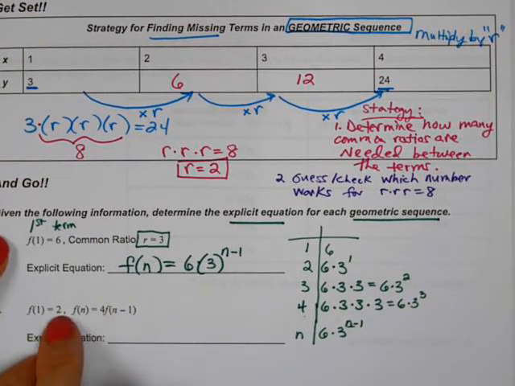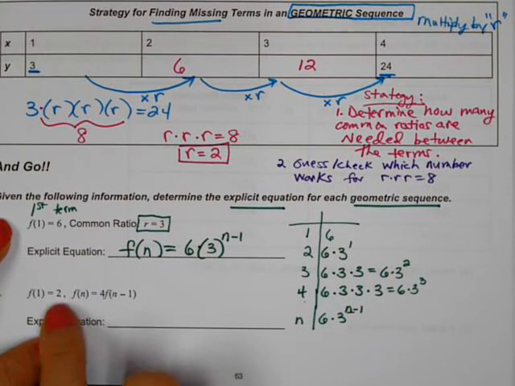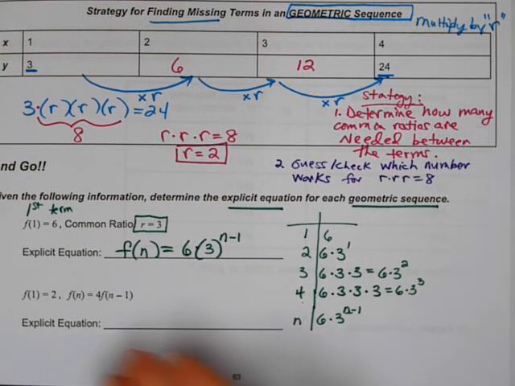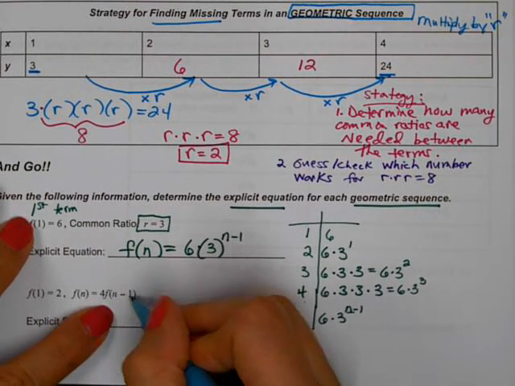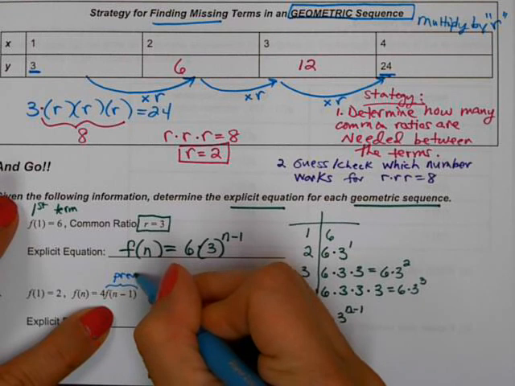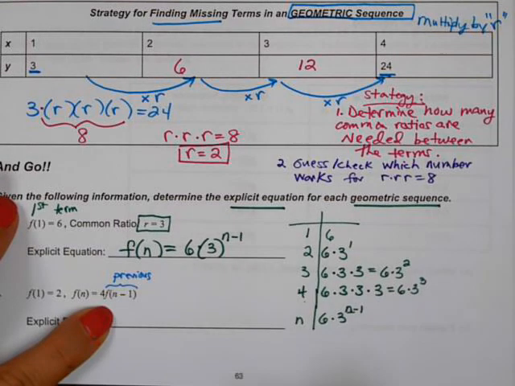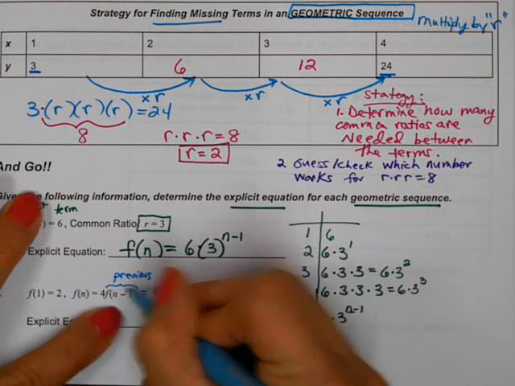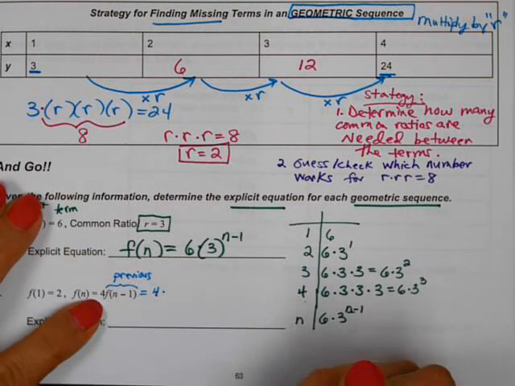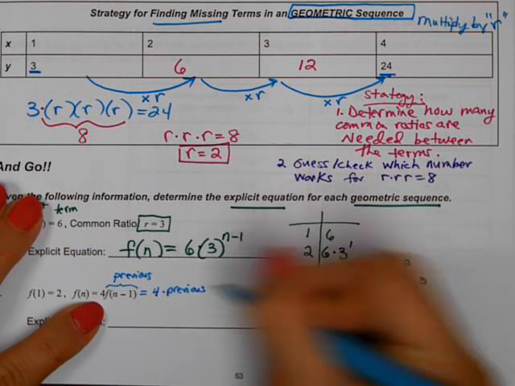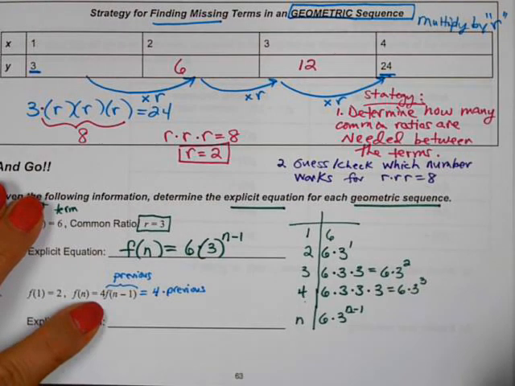Okay, number 2 is giving us, oh, this is a recursive equation. The reason I know this is recursive is right here, f of n minus 1. That's how you say previous, the last term. So this formula says take the previous term, multiply it by 4. 4 times the previous.